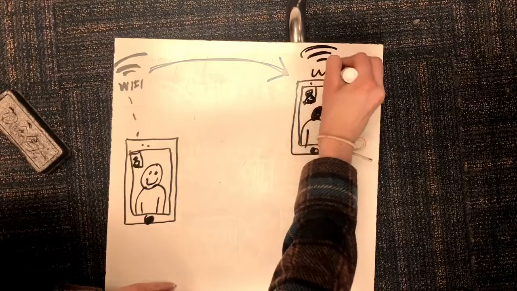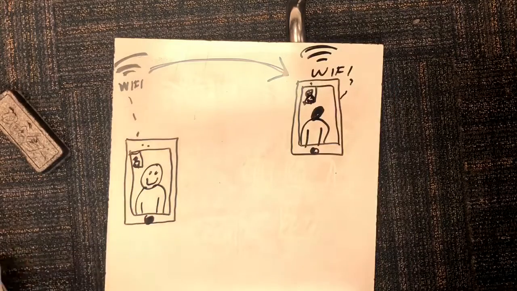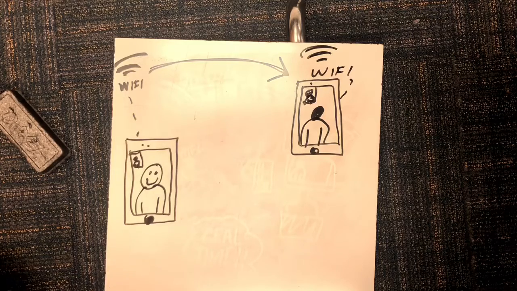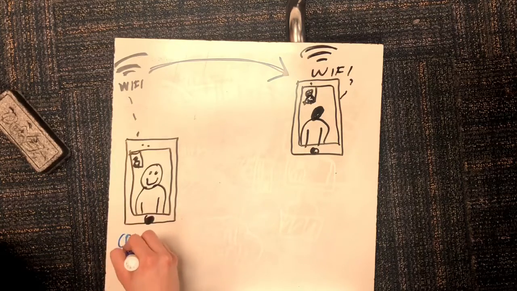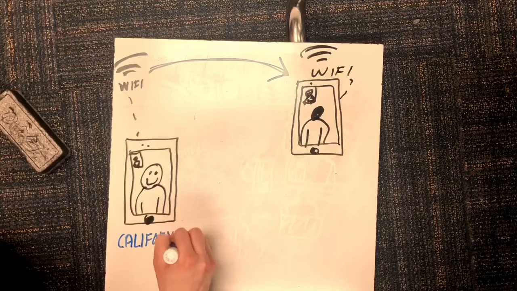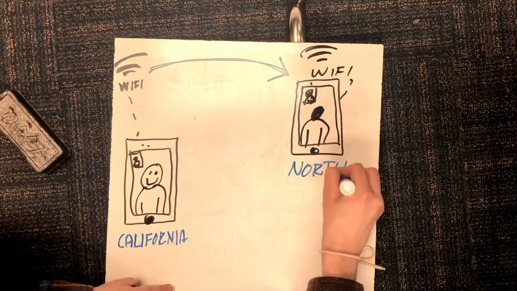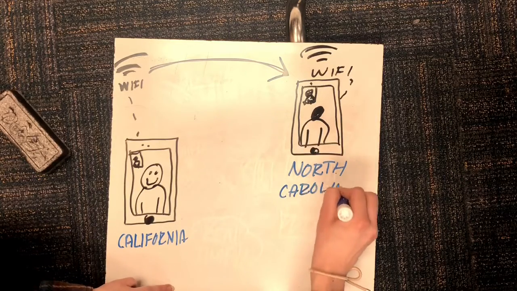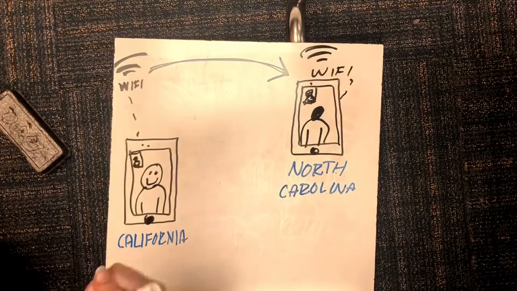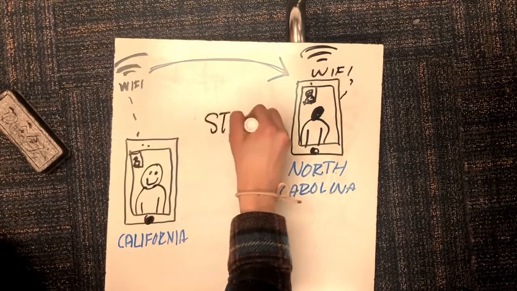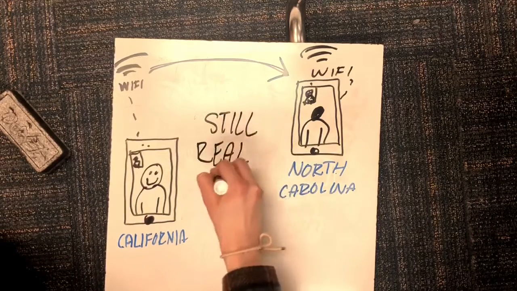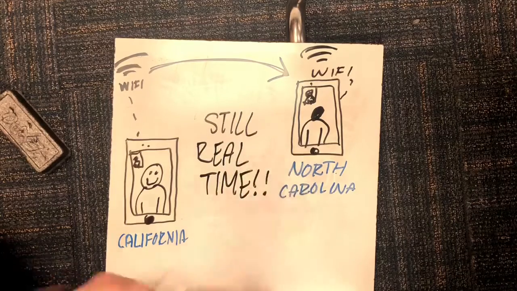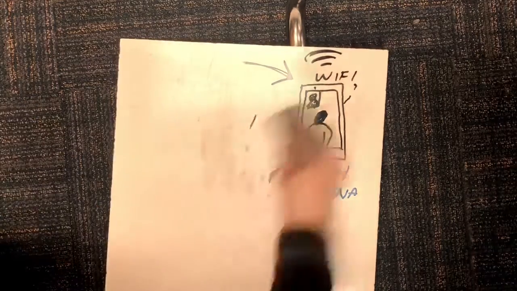And you're allowed to have conversations in real time. You're not sitting waiting for a response. You're able to actually connect with this person, face to face. Yeah, so North Carolina and California, completely different coasts, and yet they're still communicating in real time, which is insane.